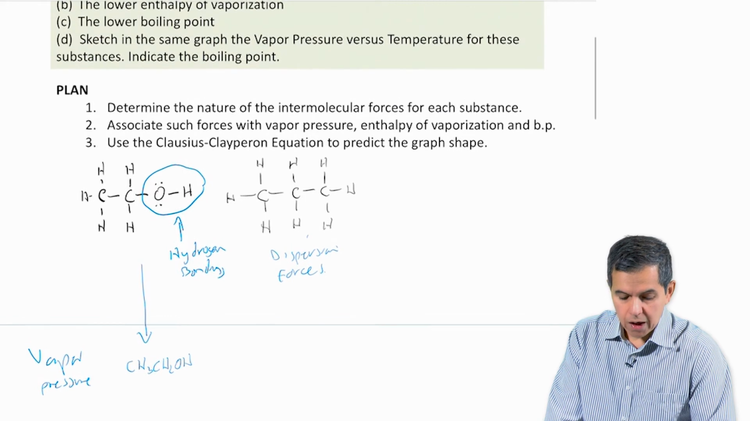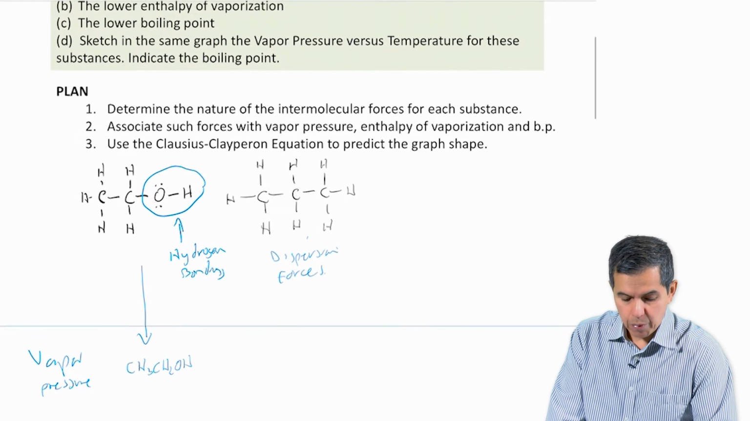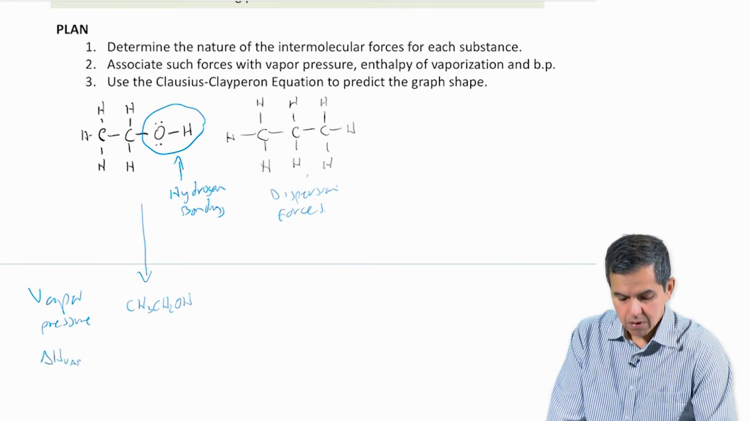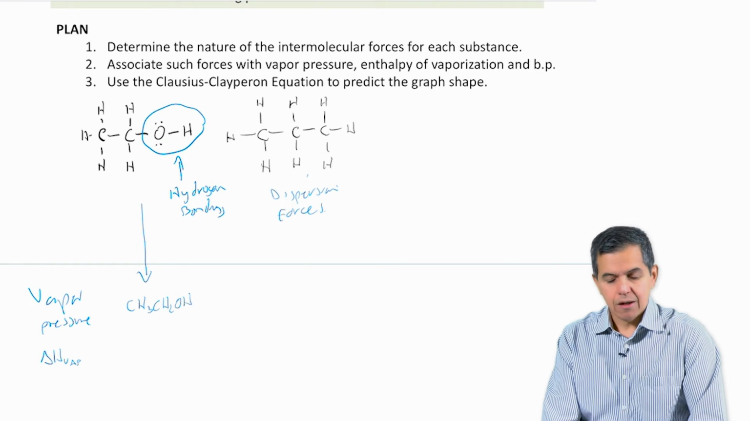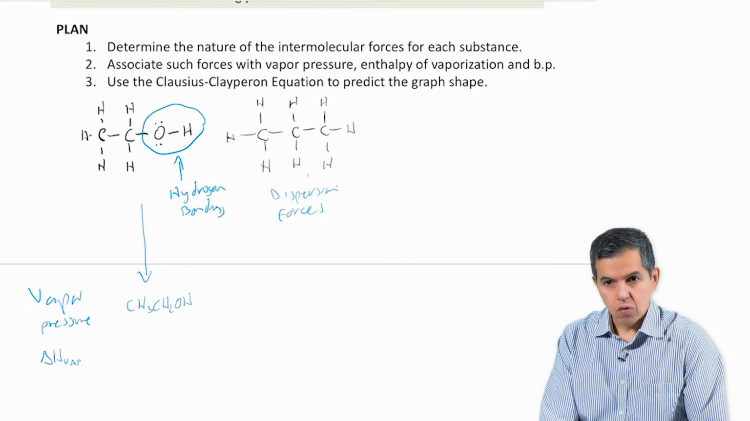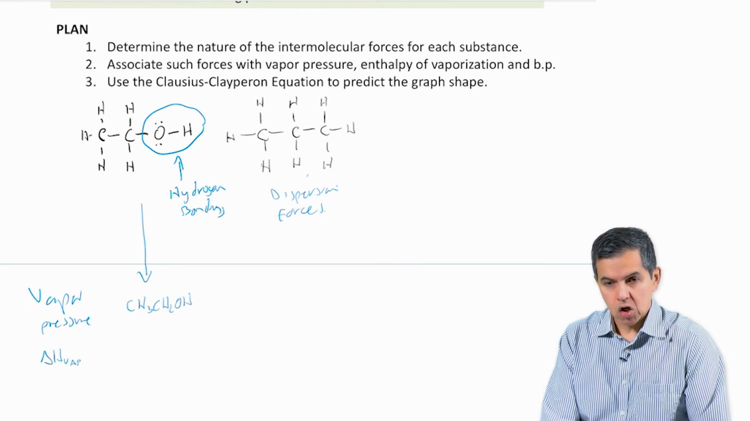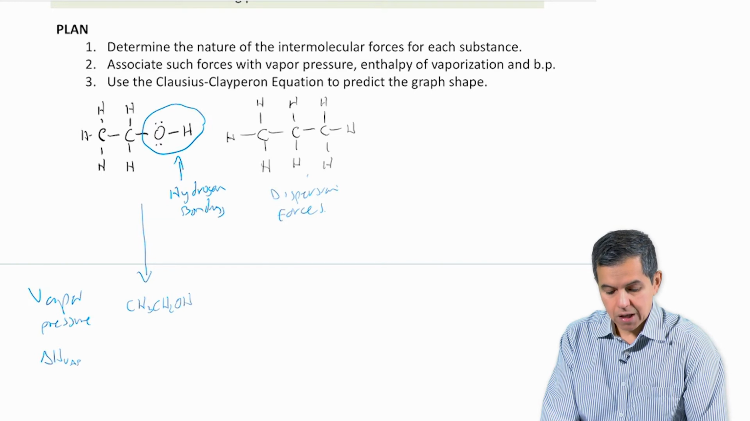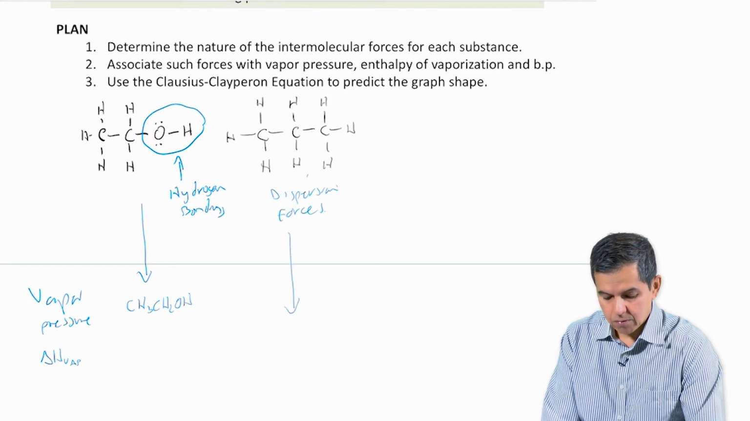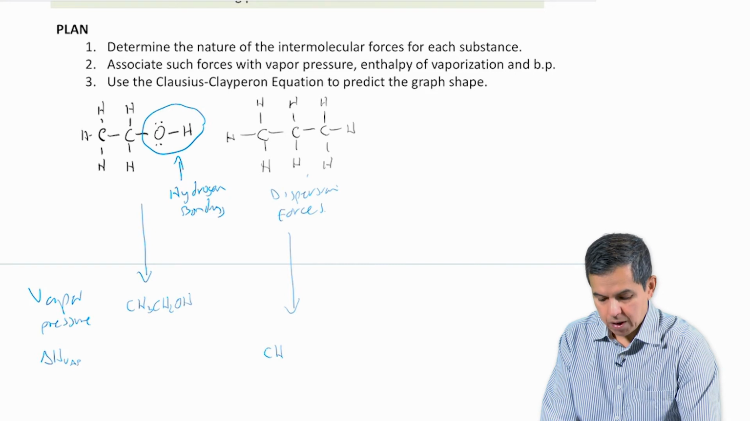If now we look at part B, the lower enthalpy of vaporization, or delta H vap, we can imagine that the substance that requires more heat to go into the gas phase is the one that is going to have the higher energy of vaporization, which in this case will correspond to this one here. And the lower energy of vaporization would be the one corresponding to n-propane.